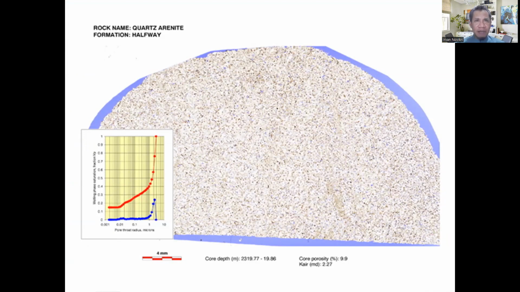I pulled this one up just because it's interesting. This is the Halfway formation, which, as most geologists would know, doesn't have any clay in it. But people did a lot of work with capillary pressure on the Halfway and found that it had a little bit of micropore system, and thought, what the heck is that? There is no clay. It's a clean sand with an intergranular pore system, so what would lead to that?